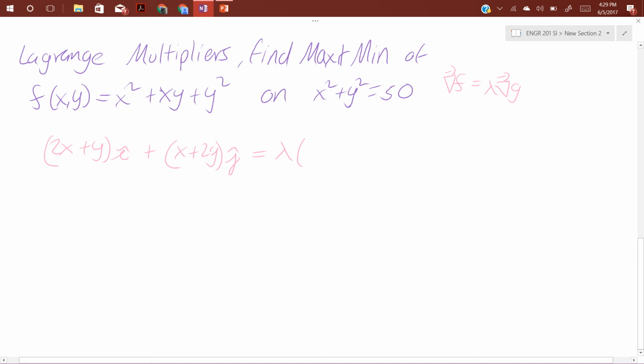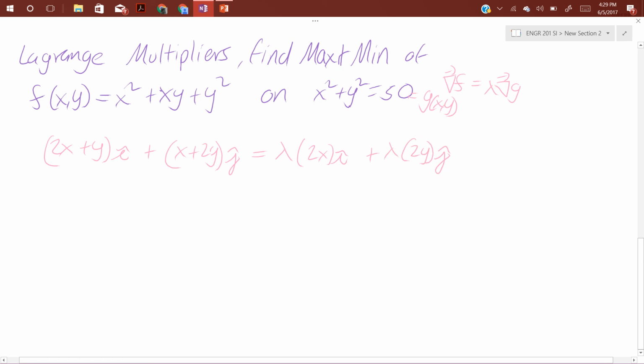And since we can say that x squared plus y squared equals 50, we can say this 50 equals some g of xy. So that's where this del g comes from. Since it's equal to a constant, we can make it equal to some function. So when we do this, we're going to get 2x i plus 2y j, times lambda.